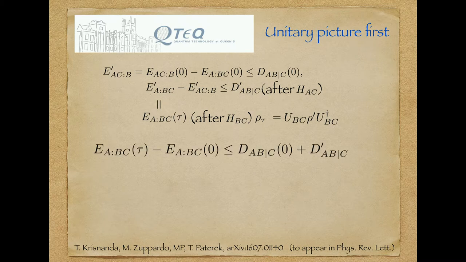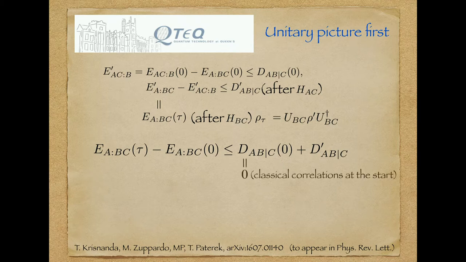There are two terms that cancel, so this one gets canceled by this one, and what I get is that the entanglement gain in this bipartition, between A and BC, between the initial and final time of my protocol, depends on these two quantities. It depends on the initial discord between C and AB, and on the amount of discord that I'm able to generate in this bipartition due to the interaction HAC. Makes sense?